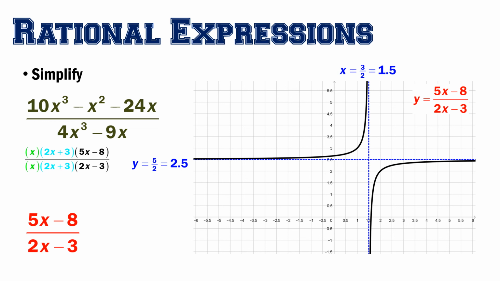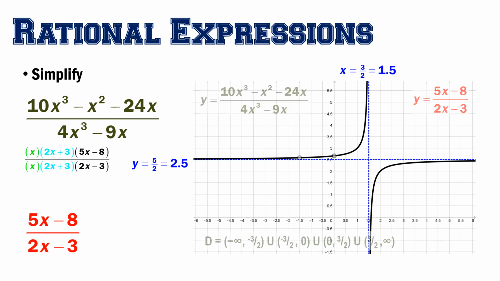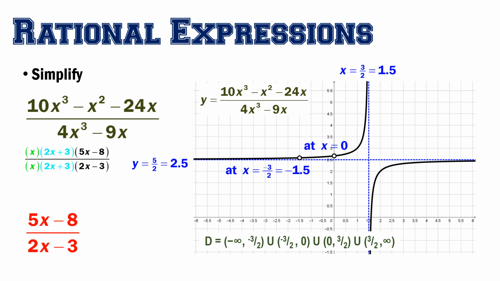But this graph does not properly show the domain because it does not show removable discontinuities. This graph does. This graph shows that we have a removable discontinuity at -3/2 and 0, and therefore need to be pulled from our domain, just like we pull our infinite discontinuity of 3/2 from our domain as well.